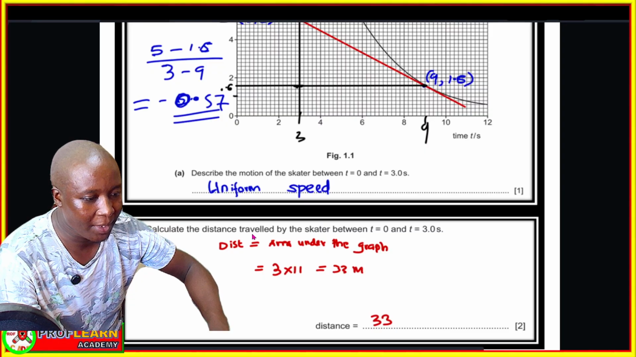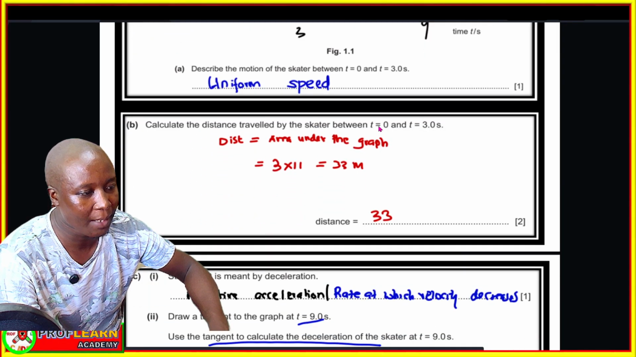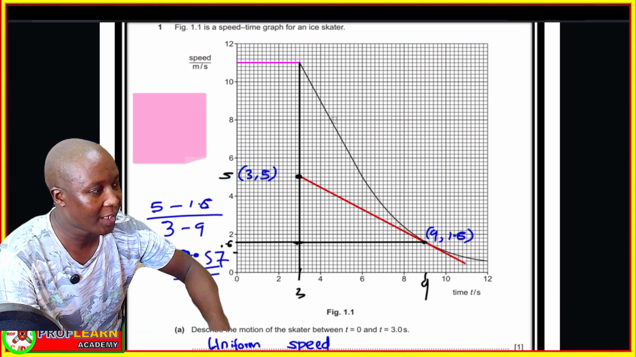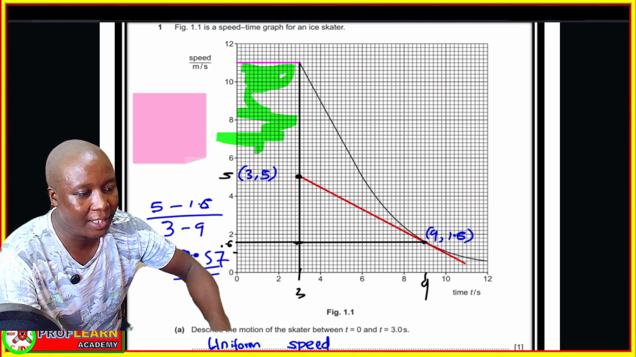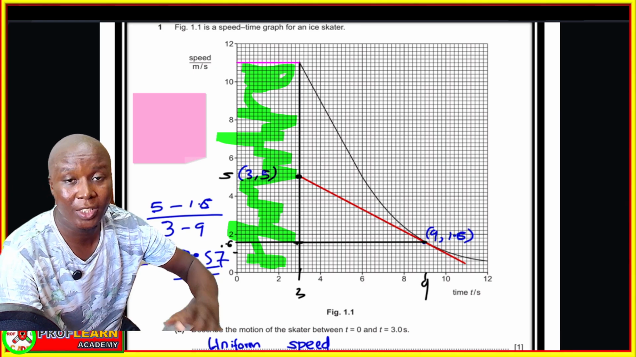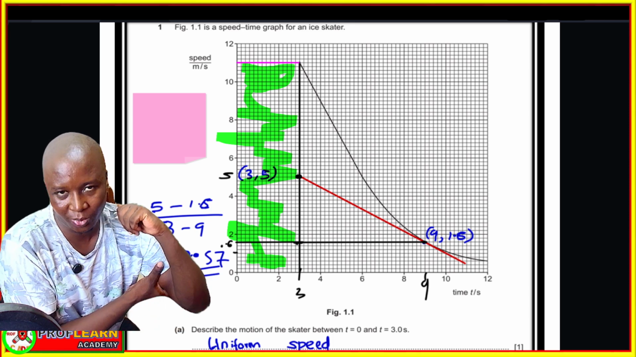Question 2, describe the distance and calculate the distance traveled by the skater between time is 0 and time is 3 seconds. So those students who managed to understand that from a velocity time graph you work out the area under the graph in that particular section you are told. So students were supposed to work out the area under the graph in order to get the distance.